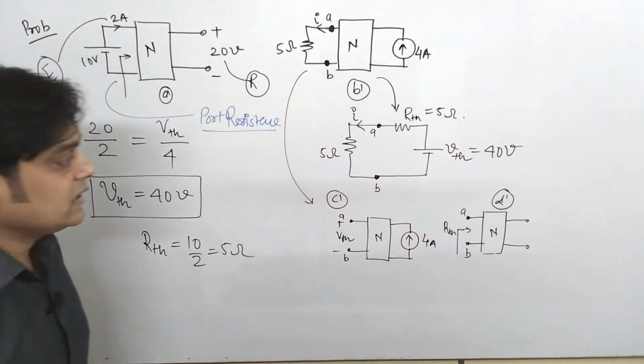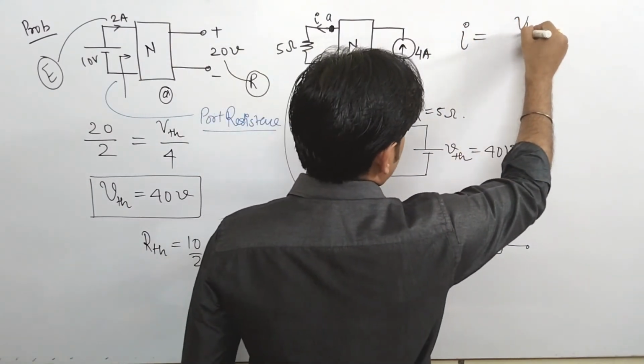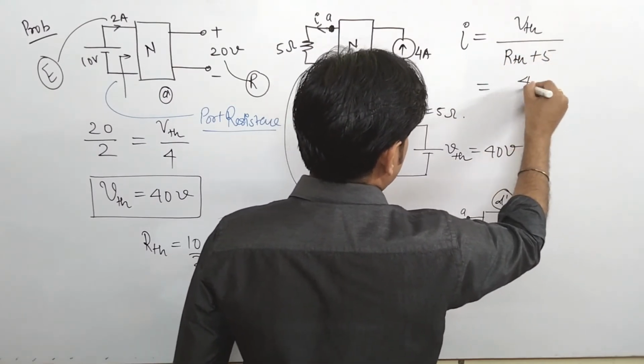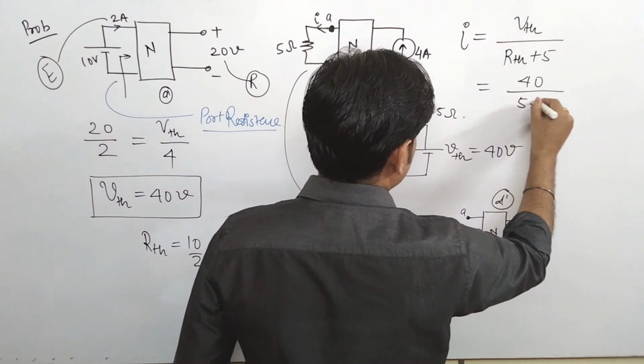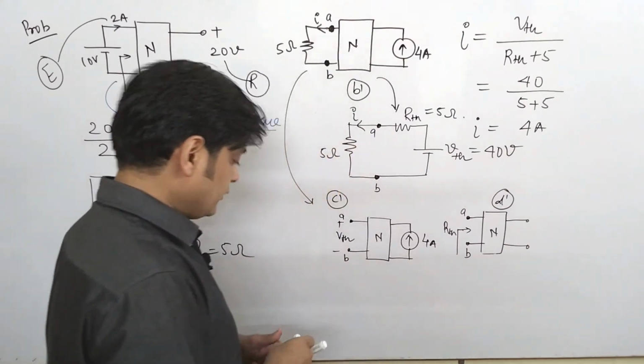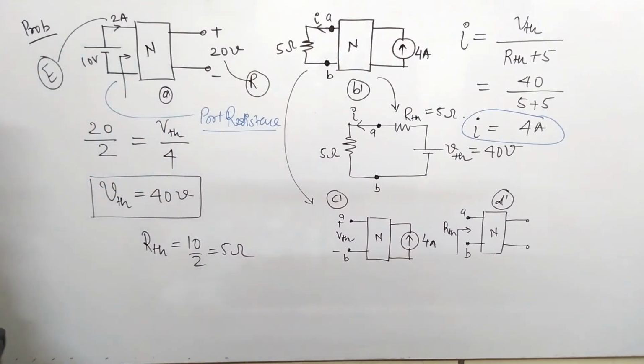So once you know the value of RTH, VTH and this 5 ohm, what is I? I is equal to the voltage, that is VTH divided by RTH plus 5 ohm. So that comes to be 40 divided by 5 plus 5. So that comes to be 4 ampere. So the value of your I is 4 ampere. This is your answer. So I think now you understand how we applied Norton's in the previous problem, and how we apply Thevenin's in this problem.